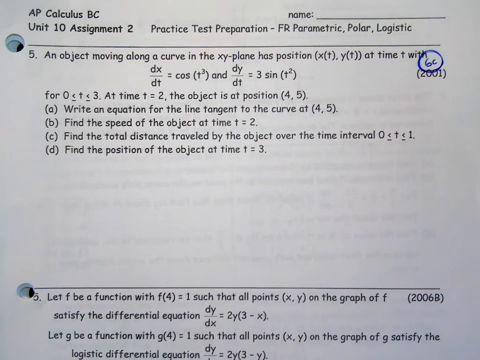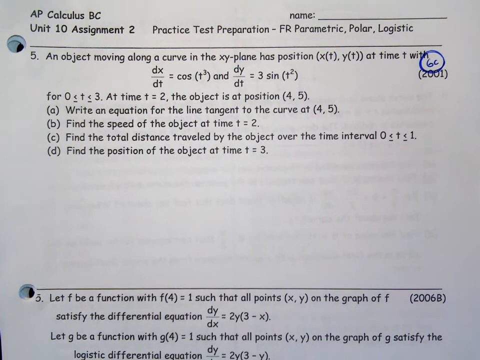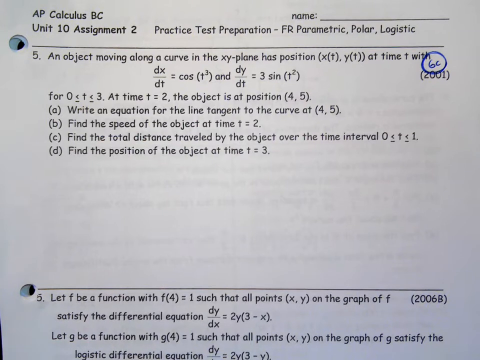Now, this problem should be a graphing calculator problem. I didn't write that, but it should be. And so let's take a quick look at these just to start to jog our memory. An object moving along a curve in the xy plane has position x(t), y(t) at time t, with dx/dt equals cosine t cubed and dy/dt equals 3 sine t squared.